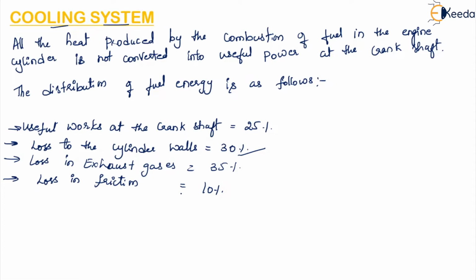And if this heat is not removed from the cylinder, then it will result in the pre-ignition of the charge. So what happens if the heat present at the cylinder walls is not removed? Then it will cause pre-ignition, that is, it will again ignite the charge inside the cylinder, and excessive heating will also damage the cylinder material. So that is why the excessive heat must be removed, and this causes a need for a cooling system in the automobiles.